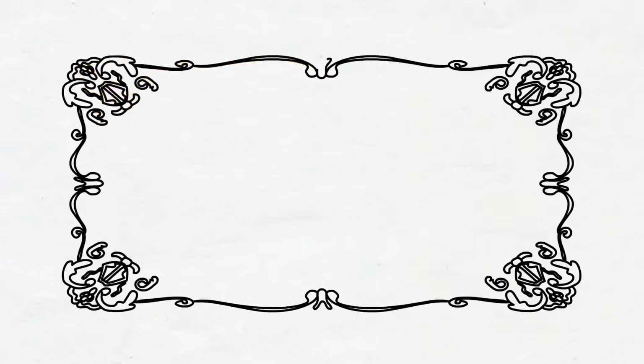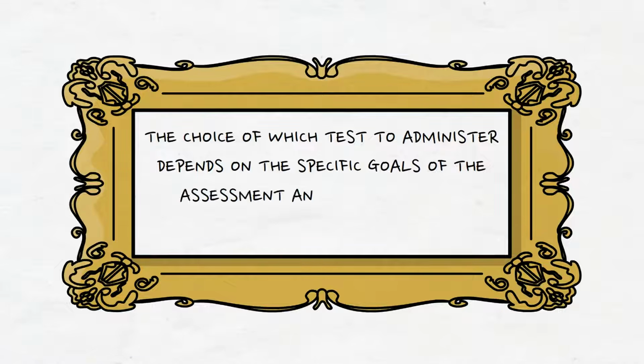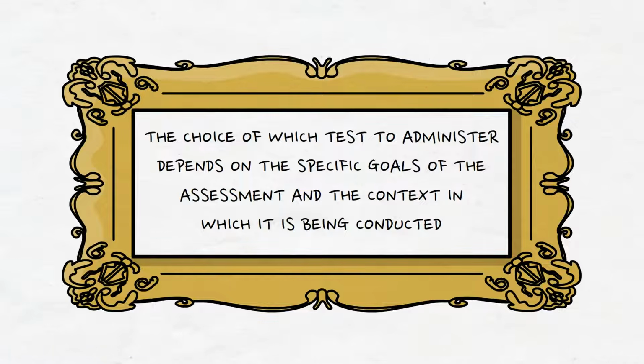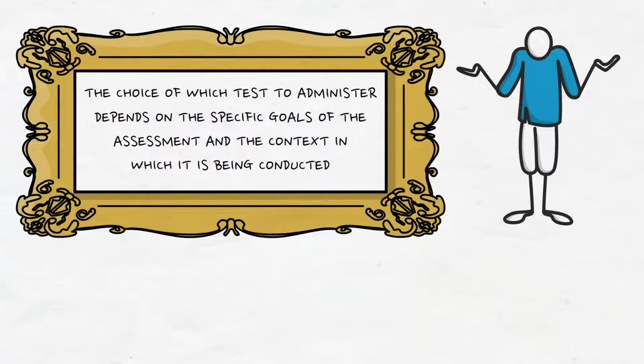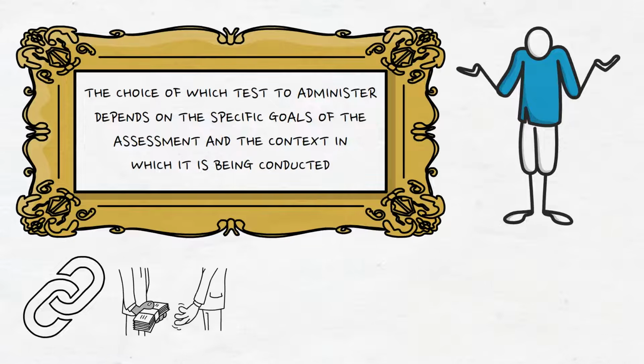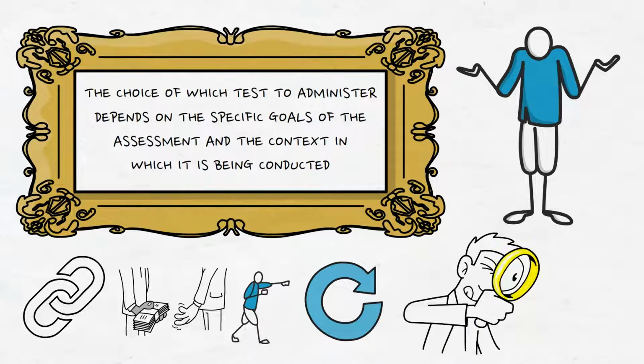Therefore, the choice of which test to administer depends on the specific goals of the assessment and the context in which it is being conducted. So, why do we need psychopathy tests? Psychopathy is associated with a range of negative outcomes, including criminal behavior, violence, and recidivism. By identifying individuals with psychopathic traits, we can intervene and provide appropriate treatment and support to reduce the risk of harm to themselves or others.